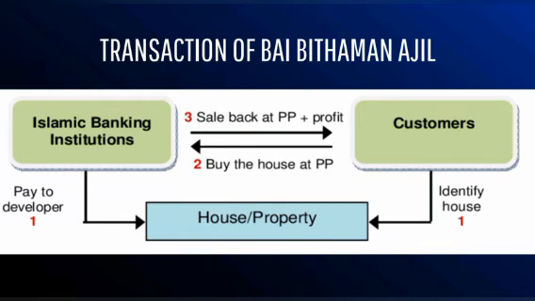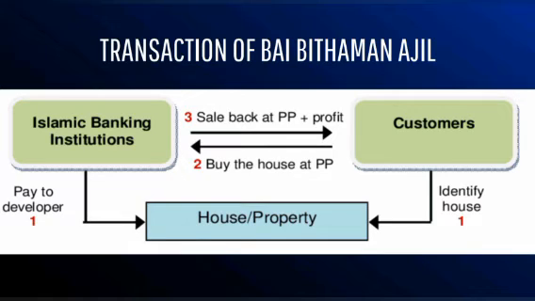Next is the transaction of Bai Bithaman Ajil. I will explain it in detail. There are 3 parties involved: the customer, the Islamic banking institution, and the developer. The first step is that the customer will identify the house first. And then, when the customer has identified the house that he or she wants to buy, the customer will approach the Islamic banking institution to make a Bai Bithaman Ajil contract.